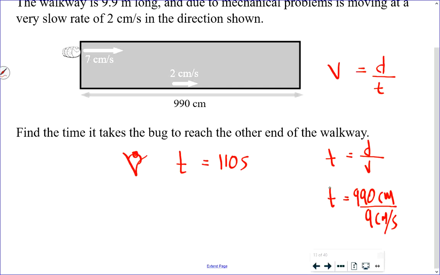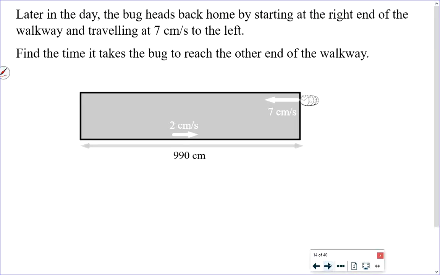All right, let's take a look at another situation. And again, this is not in your notes. The bug gets to the other side, has its lunch, has a little snooze, a little nap after dinner, and says, well, I got to get back home to the kids. So the bug turns around and starts going in the opposite direction.